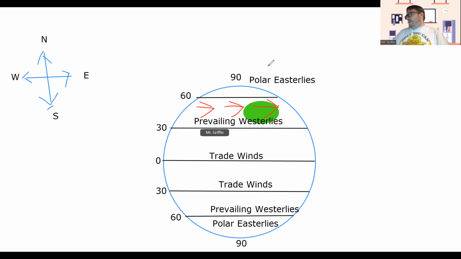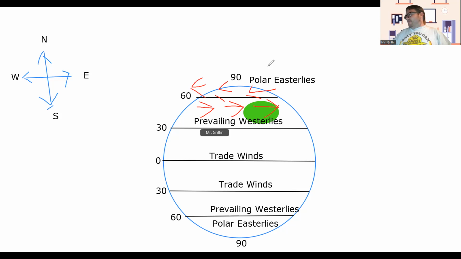All right. And then the polar easterlies. Now, notice they're called easterlies. That means they start in the east. So they go from east to west. And then the trade winds.